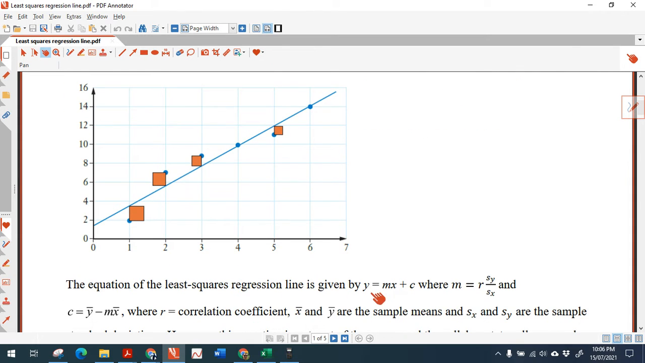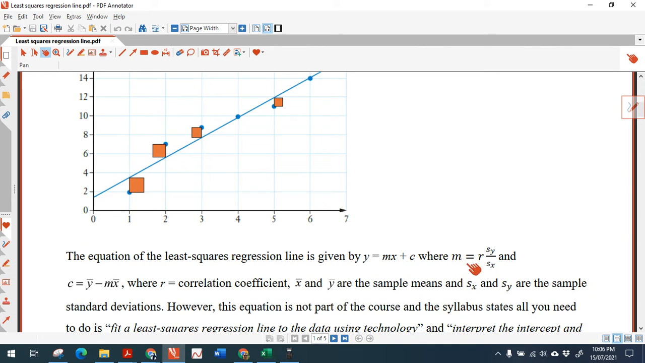Now, of course, it has an equation y equals mx plus c because it's a straight line. Now, m is calculated by taking the correlation coefficient r and multiplying it by the sample standard deviation for the y values of the points divided by the sample standard deviation for the x values of the points. Now, c, which is the y-intercept, is the sample mean for the y values, minus the slope of the line multiplied by the sample mean for the x values.